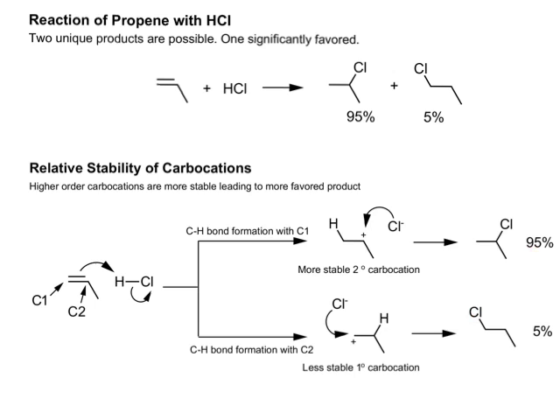95 to 5. So if my proposed mechanism is at all correct, this must mean that in this top pathway, bond formation between C1 and the hydrogen is favored over the bottom pathway where we form the CH bond between this carbon and the hydrogen on C2. And that is true, and the reason it's true is because secondary carbocations are more stable than primary carbocations.